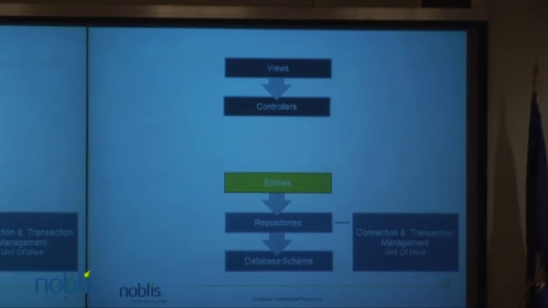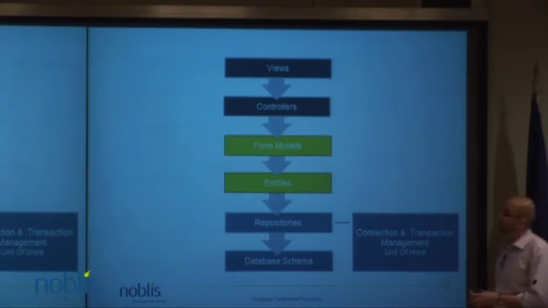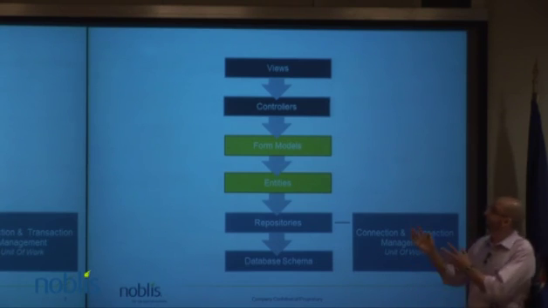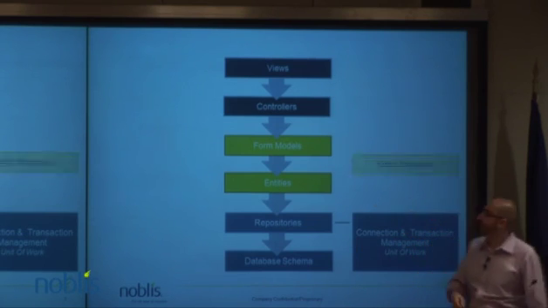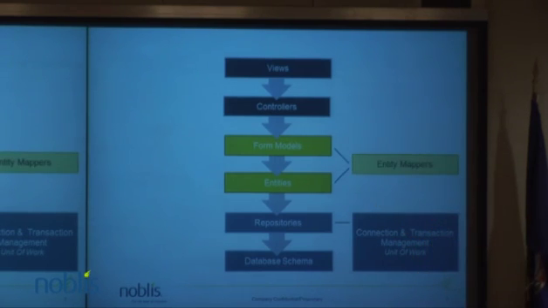So instead of using entities in our front end, we're going to introduce another layer that's called form models. Those are going to be the models that the controllers and the views pass back and forth. Now we have two levels of models. We need to be able to map between them, so we have entity mappers. Entity mappers are things that know how to take a form model and create an entity out of it, or how to take an entity and create a form model out of it.